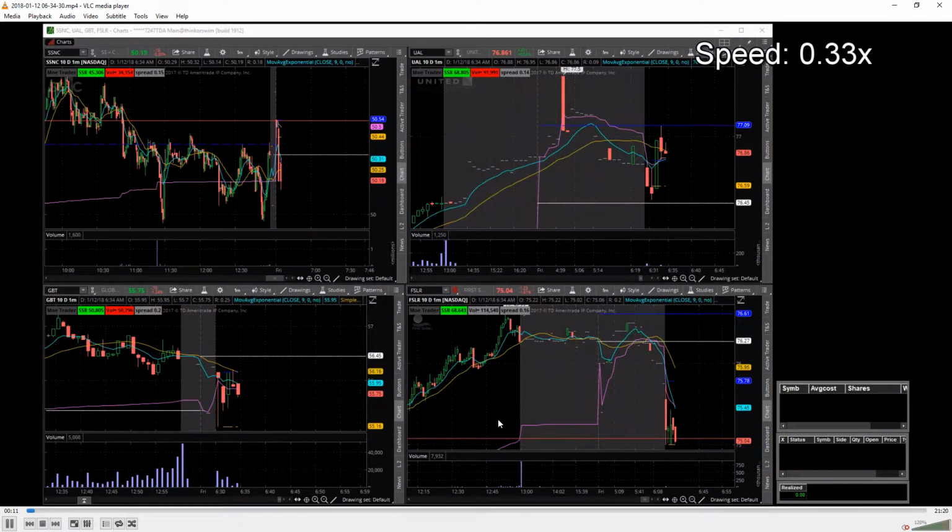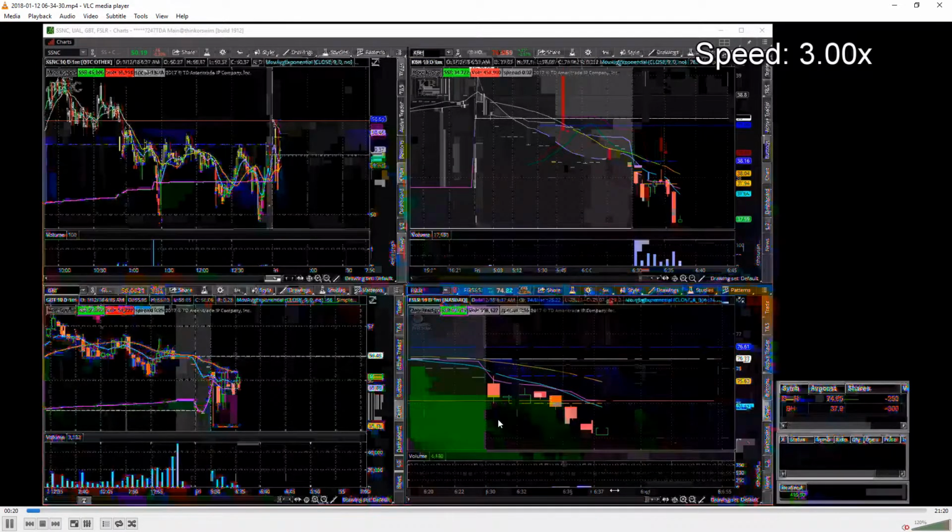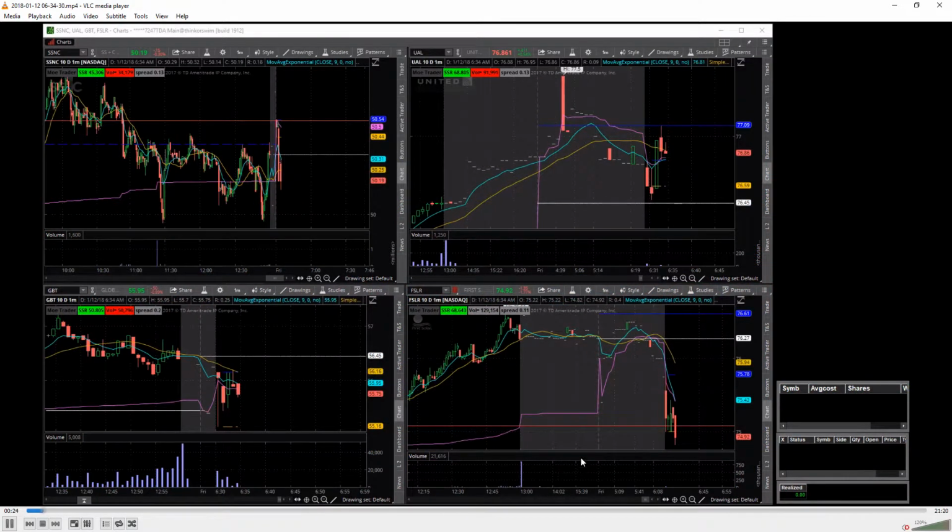Let's speed up the action a little bit. You can see it started breaking here, and I immediately take a position. You can see my average is 74.85, a thousand shares. Now this is not the good spot to be in. I hit the bid, and it got me in at 85.